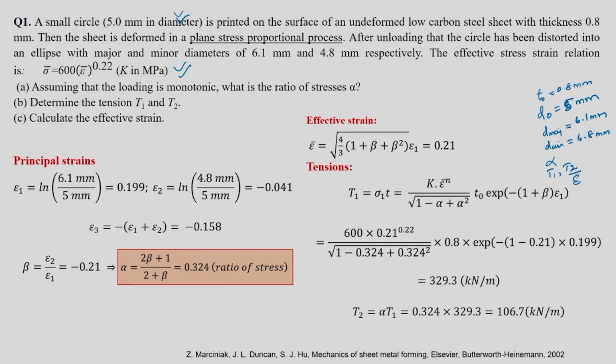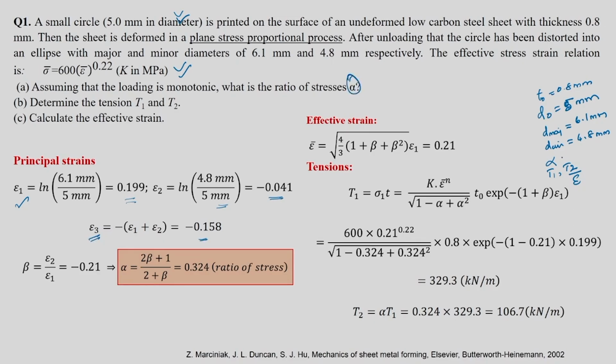As we discussed in the previous chapter, once the dimensions are given, we have to get the principal strains. Epsilon 1 is directly ln of 6.1 divided by 5, which is about 0.199. Epsilon 2 is ln of 4.8 divided by 5, which is going to be a negative value. If you know these two, you can get epsilon 3 as minus of epsilon 1 plus epsilon 2. So now we need to get alpha.